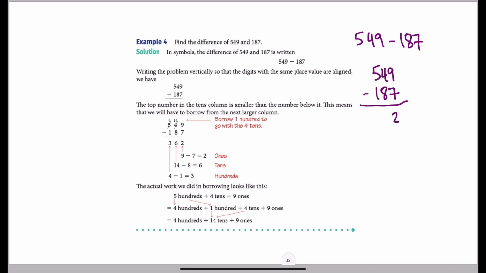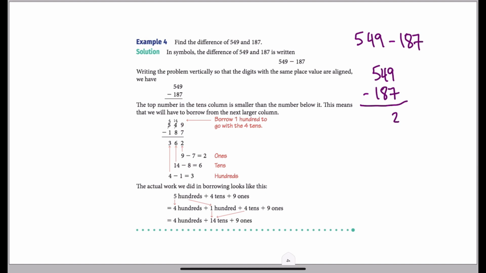I would take one of my $100 bills, if this were money and I had $549, and I would break it. What does that mean? That is borrowing. I'm going to take one of my larger denominations and split it up into a bunch of my smaller denominations. Essentially I'm borrowing a 10, and splitting it up so that I can do the subtraction.